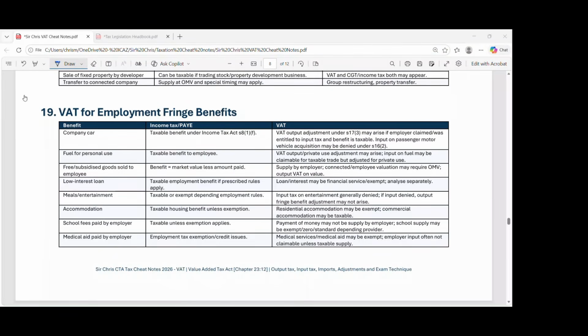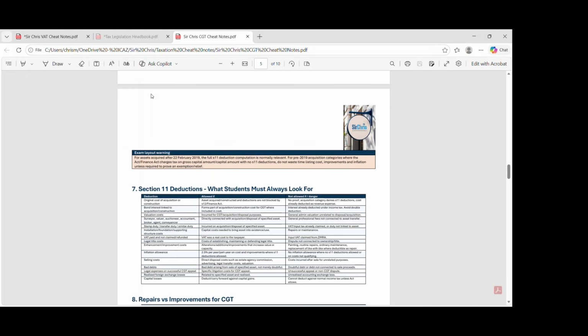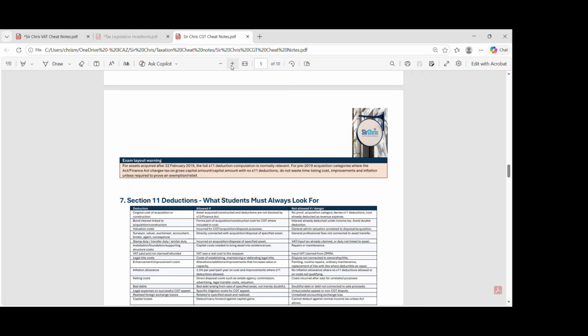So, questions on VAT before I proceed. The thought process, there's nothing more you can do besides that. Then the other important thing is CGT. How do I deal with CGT?